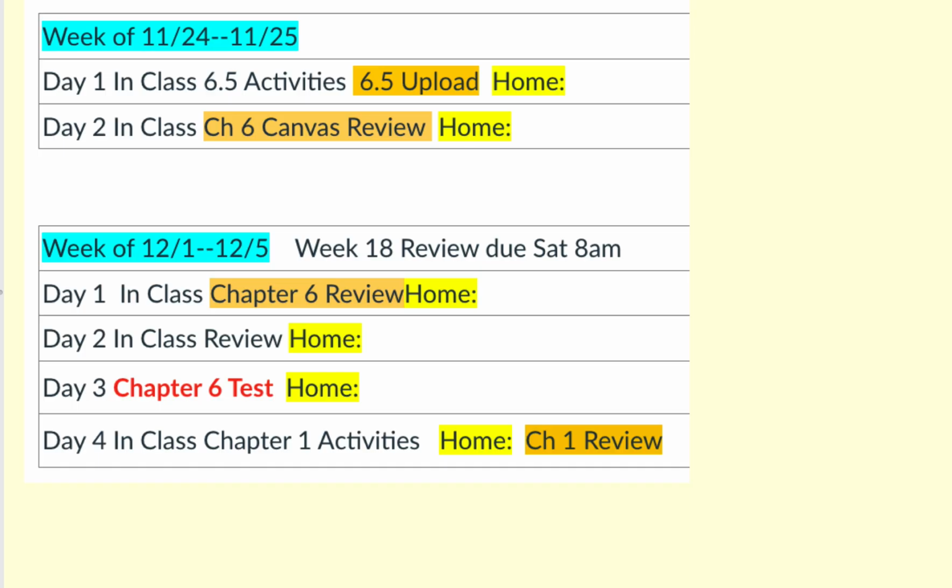Today you should get the 6.5 handout. It should be in the front of the room. Hopefully somebody put it there. We are going to work on the front page, which is the class activity, and then you will do the back page and upload it so that I can grade it.